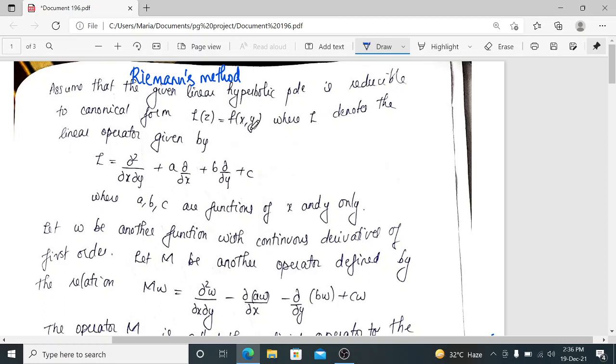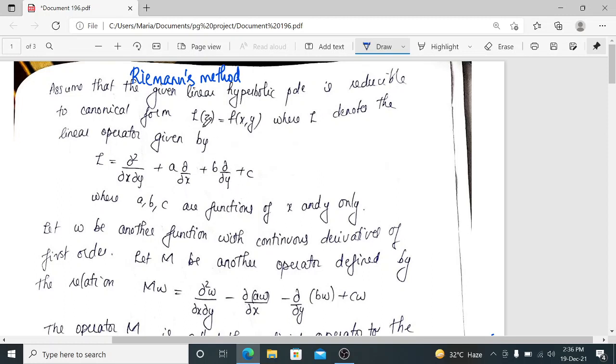A general linear hyperbolic PDE can be put in the form L of z equal to f of x y, provided it is reducible to canonical form, where L is a differential operator of the form ∂²/∂x∂y plus a ∂/∂x plus b ∂/∂y plus c. Here a, b and c will be functions of x and y only. So an equation of this form is a linear hyperbolic PDE.